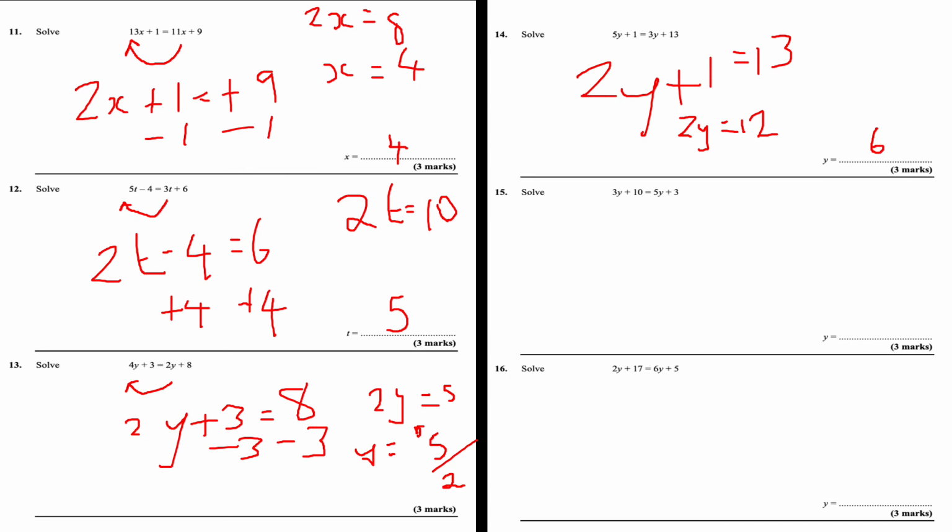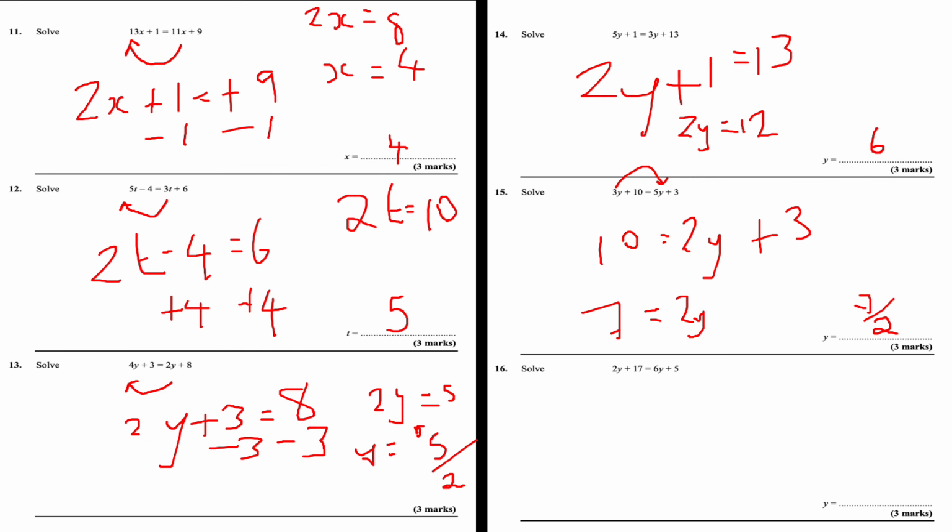Question 15, guys. Solve 3y plus 10 equals 5y plus 3. Okay, this time I'm going to bring the 3y over to this side. So I get 10 is equal to 2y plus 3. Subtracting 3 on both sides, I get 7 is equal to 2y. Dividing both sides by 2 follows that y is equal to 7 halves, or equivalent, or 3.5.